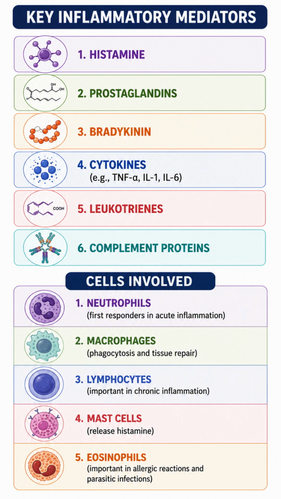The major cells involved in inflammation are neutrophils, which are the first responders in acute inflammation; macrophages, which perform phagocytosis and help in tissue repair; lymphocytes, which play an important role in chronic inflammation; mast cells, which release histamine; and eosinophils, which are mainly involved in allergic reactions and parasitic infections.